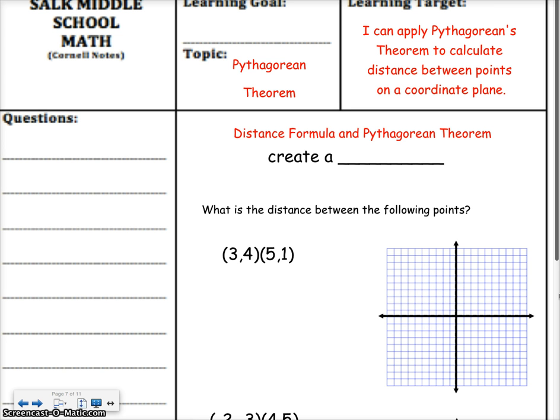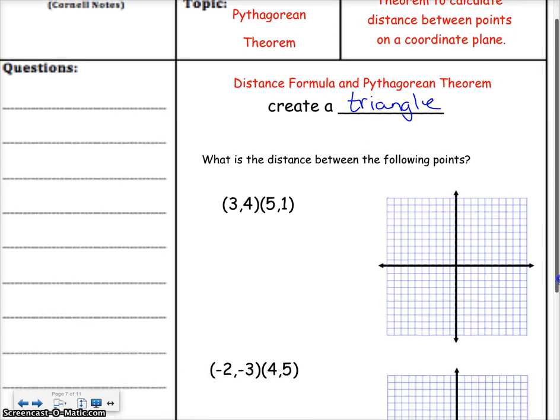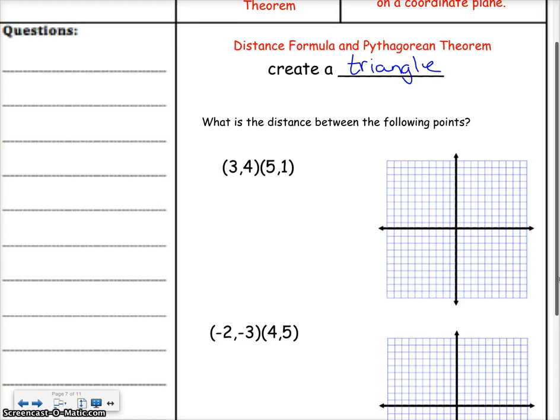When you're given 2 points on a coordinate plane, what I want you to do is plot the points and create a triangle. Okay, so you're going to plot the points and create a triangle. And I'll show you. And your goal is, where's my right angle? How can I create a right triangle?